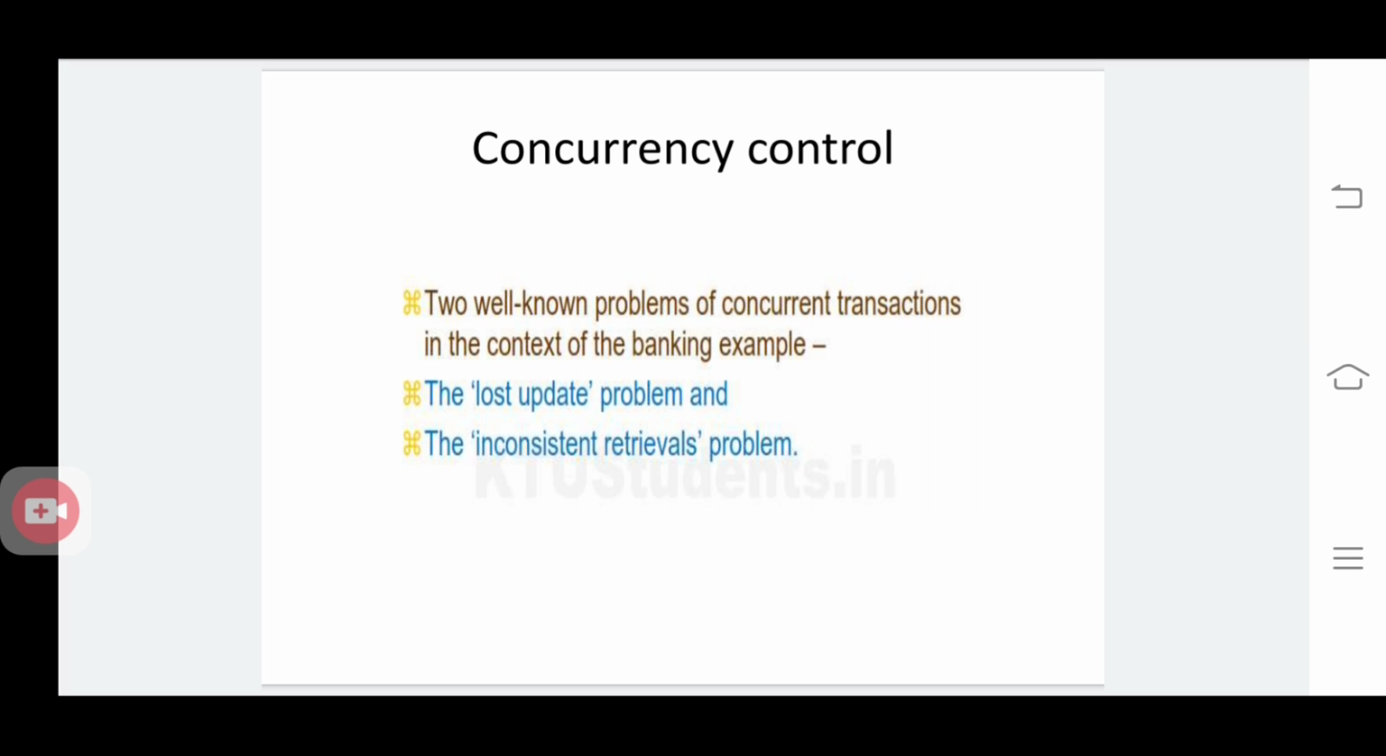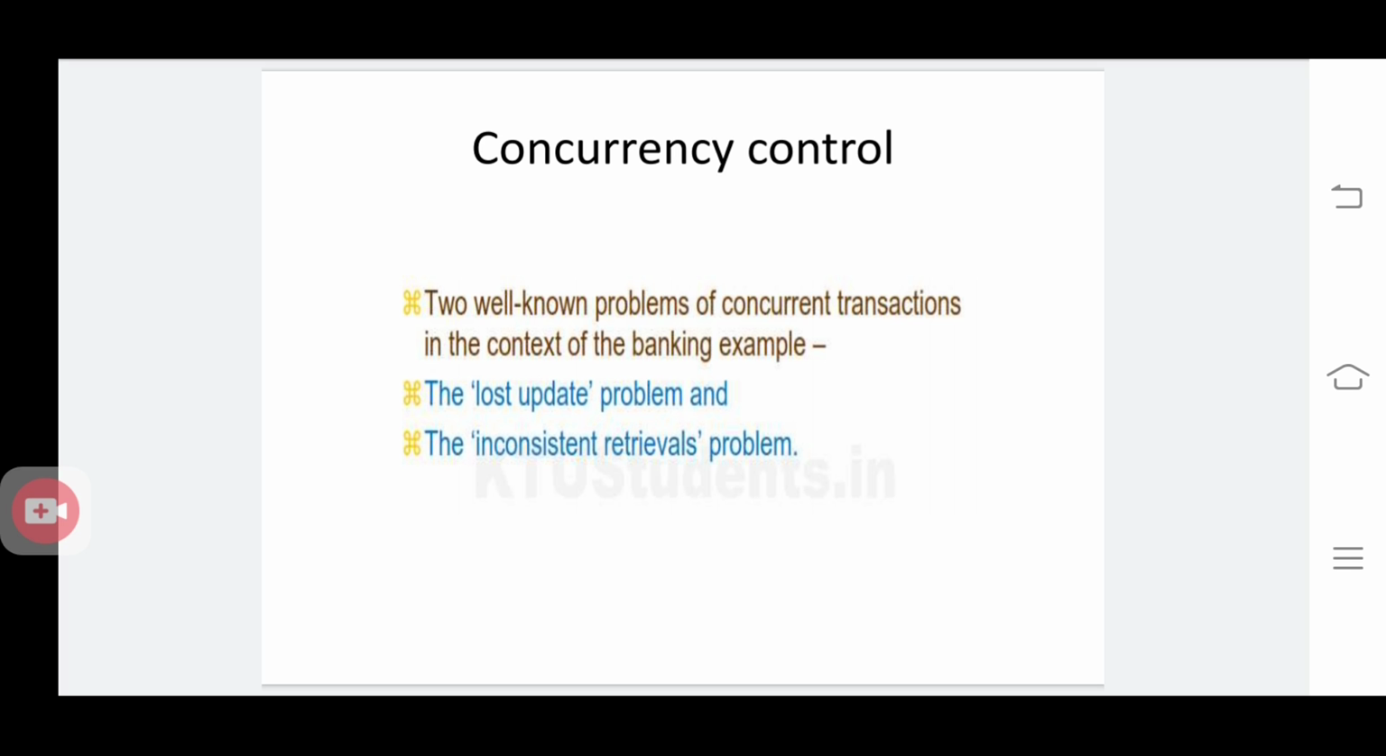We had already discussed transactions, right? So the transactions are server operations. If you are doing concurrent transactions, like in the context of a banking example or other distributed applications, two well-known problems occur. They are the lost update problem and the inconsistent retrievals problem.